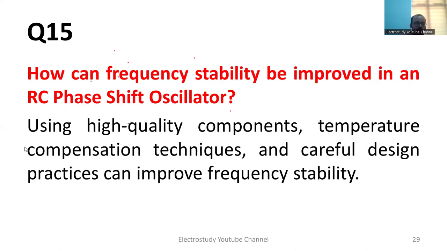So now we'll move on to the last question of this session. Please read the last question. How can frequency stability be improved in the RC phase shift oscillator? What is to be done for improving the stability? Because it has less stability. Use high quality components, provide temperature compensation, careful design. If you do these things properly, definitely we can ensure higher frequency stability. Because the structure is very simple, you can make use of that. But the stability is consistently poor compared to other types of oscillators. That is a major observation which we can make out from the RC phase shift oscillator.